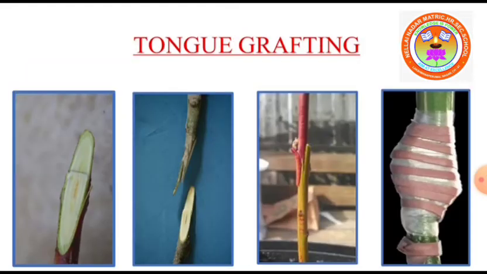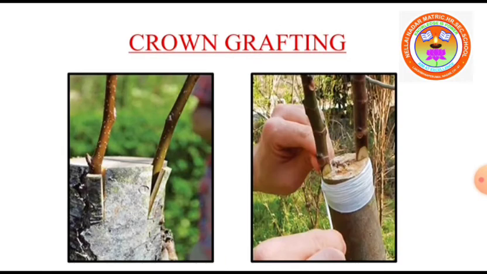The next is tongue grafting. A CN and a stalk having the same thickness are cut obliquely, and the CN is fit into the stalk, bound with the help of a tie. You can see a tongue-like cut was made, and the CN is inserted into the stalk, and both are tied together. The next is crown grafting.